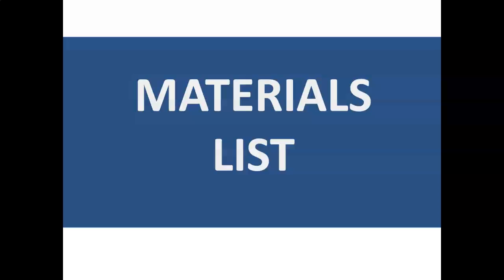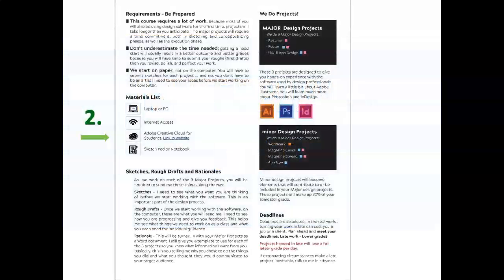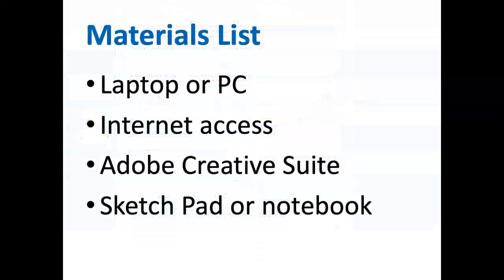which brings me to the materials list. So one of the main things you're going to have to do this online class is a laptop or a PC. You have to have internet access, and you will also have to download Adobe Creative Suite software to your laptop or PC. And you are going to need a sketch pad or notebook of some kind. I prefer you don't use lined paper, like a notepad kind of paper. But you could use copy paper if you really had to, but it's just nice to be able to keep your sketches in one spot.